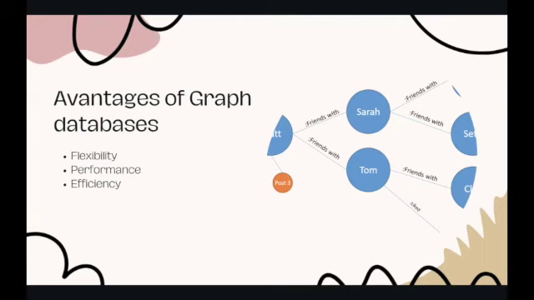Basically, some of the advantages of graph databases is flexibility, because you can add any nodes, any edges, any properties that you want. In performance, because it helps you with route optimization, pattern discovery and knowledge management. Also efficiency, because you can use it in many cases, such as my partner said, like social networking, network and IT operations, and fraud detection.